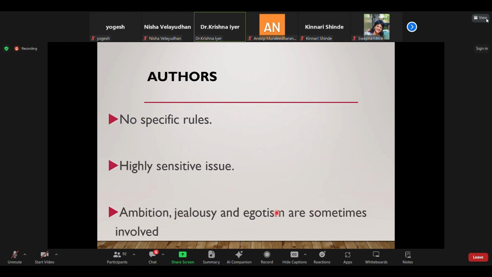Okay. The second thing is authors. As I indicated to you, you should not be doing gift authorship or forgetting to include somebody as an author. Other than that, in terms of the order in which the names of the authors appear, there are actually no specific rules.